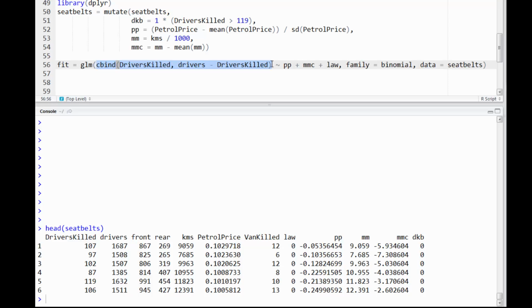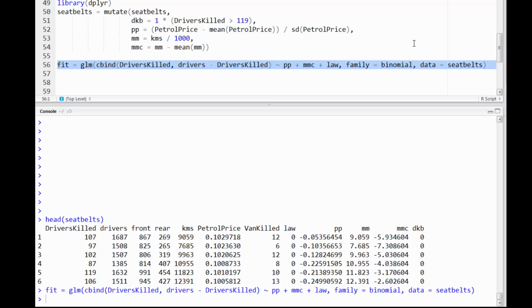Don't do y and n, it's y and n minus y. So successes and failures, not successes and total. Okay, and then you have the little tilde symbol, and then we have our covariates. So we fit that, and family equals binomial. And we fit that, and we can do summary of fit.